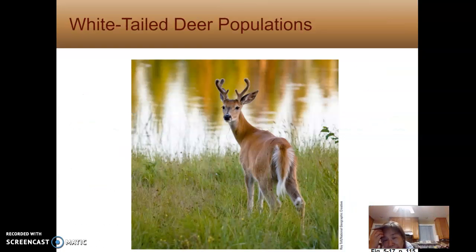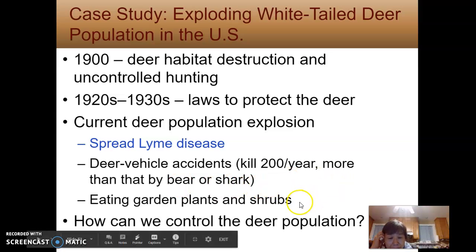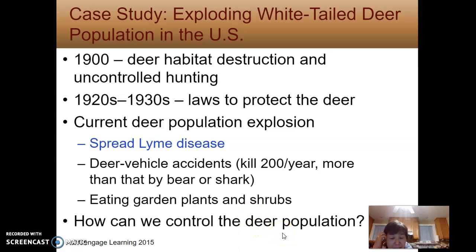On the other hand, the white-tailed deer population exploded. Okay, so a while ago, their habitats got destroyed. And then the uncontrolled hunting, their population really went down. And then there are laws to protect them. And then right now, the population exploded. They cause a lot of trouble. So they spread Lyme disease, and then they also cause car accidents. They kill way more than bears and sharks. And then they invade people's gardens. So when you read the book, you would see there are several ways we try to control the deer population.